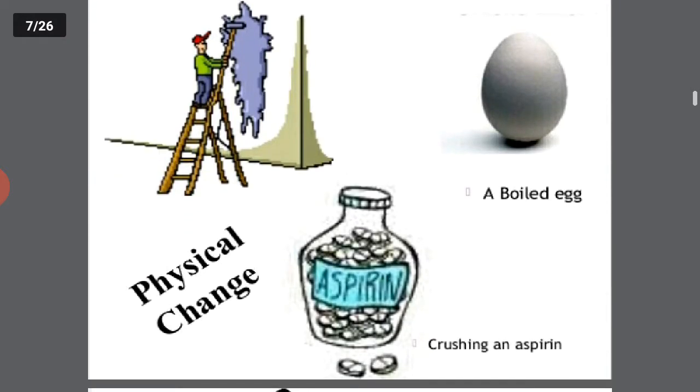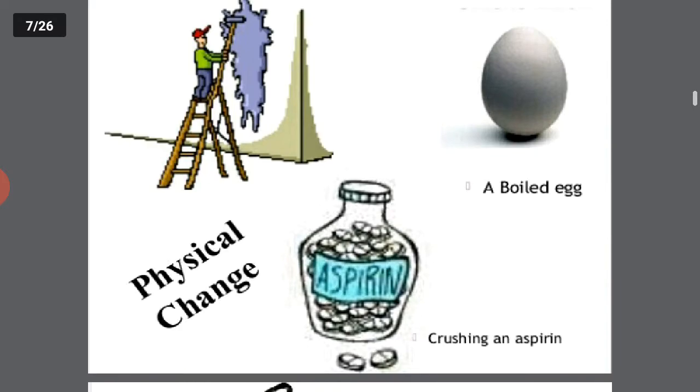You can see the physical change over there. Okay, you can see painting done on a wall. You can see a boiled egg over there. It will remain an egg again. Crushing aspirin, you can see over there. Okay, in all these examples, in these pics, only one thing we can observe: there will be no formation of new substance.